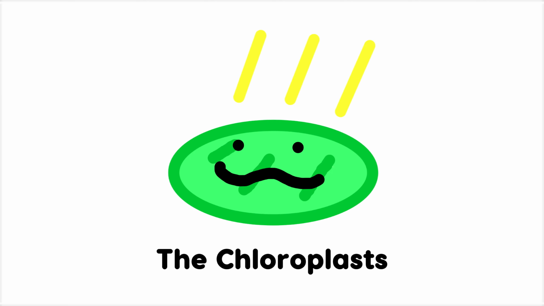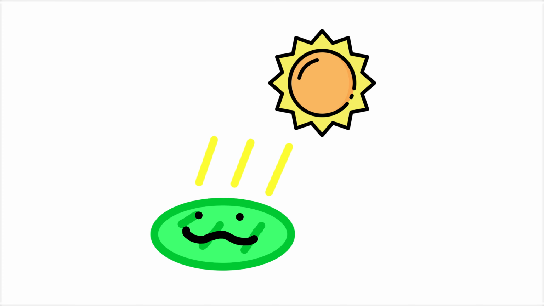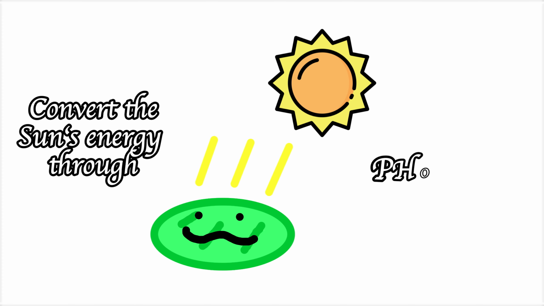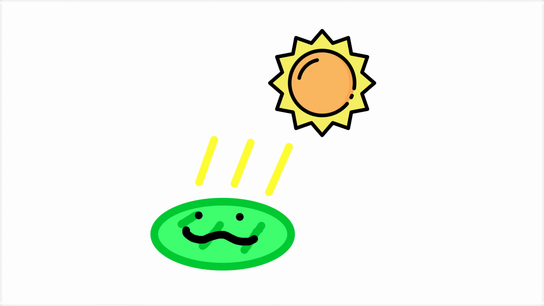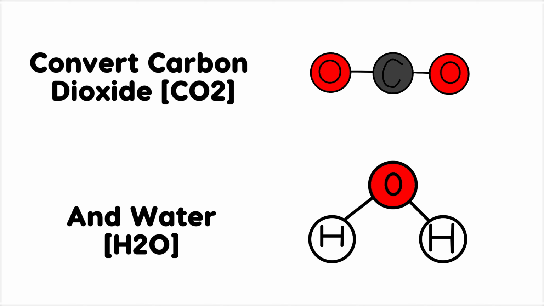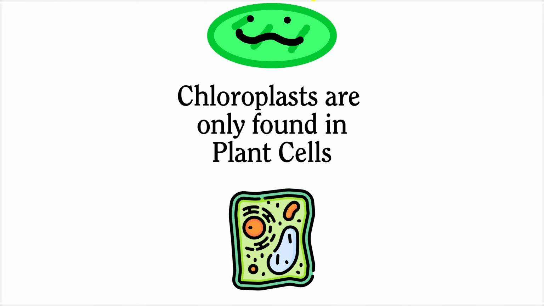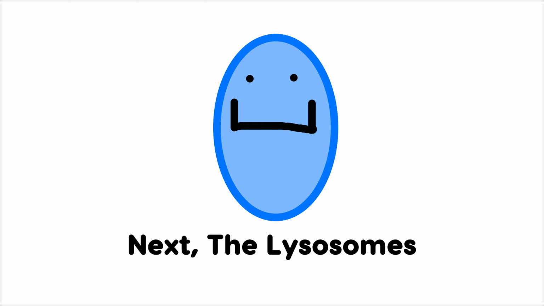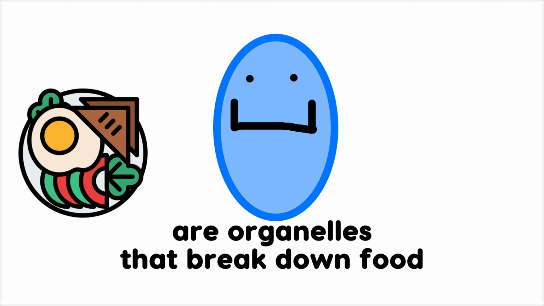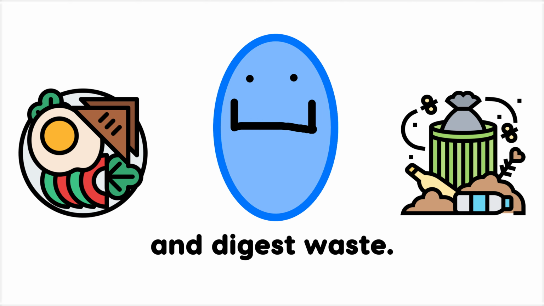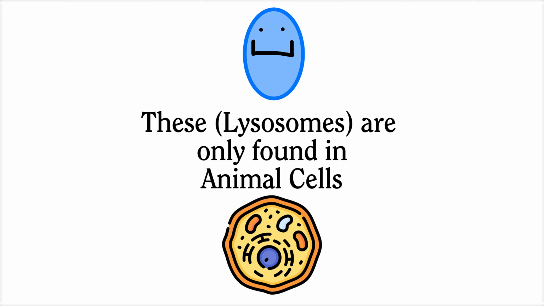The chloroplasts are membrane-bound organelles that convert the sun's energy through photosynthesis. Chloroplasts convert carbon dioxide and water into sugar and oxygen. Chloroplasts are only found in plant cells. Next, the lysosomes are organelles that break down food and digest waste. These are only found in animal cells.